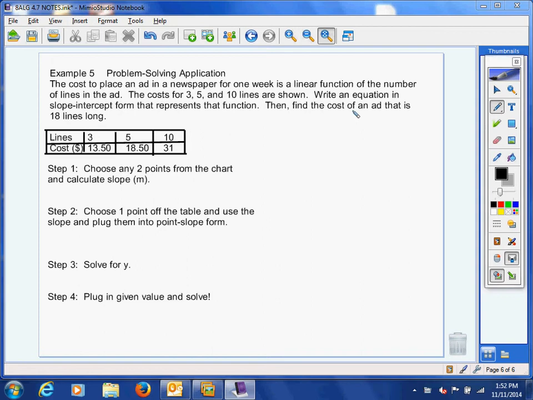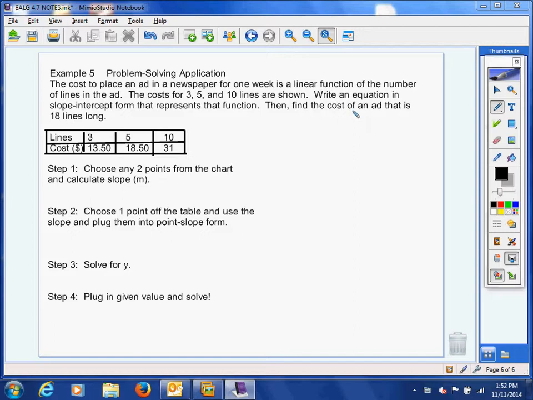Hello, 8th graders. We're into our last example, and of course it's an application. We've been working with point-slope form, turning it into slope-intercept form, and even in the last example we turned that into standard form to calculate the x and the y-intercept. So here we are on the very last page of your notes, and we're doing a problem-solving application.